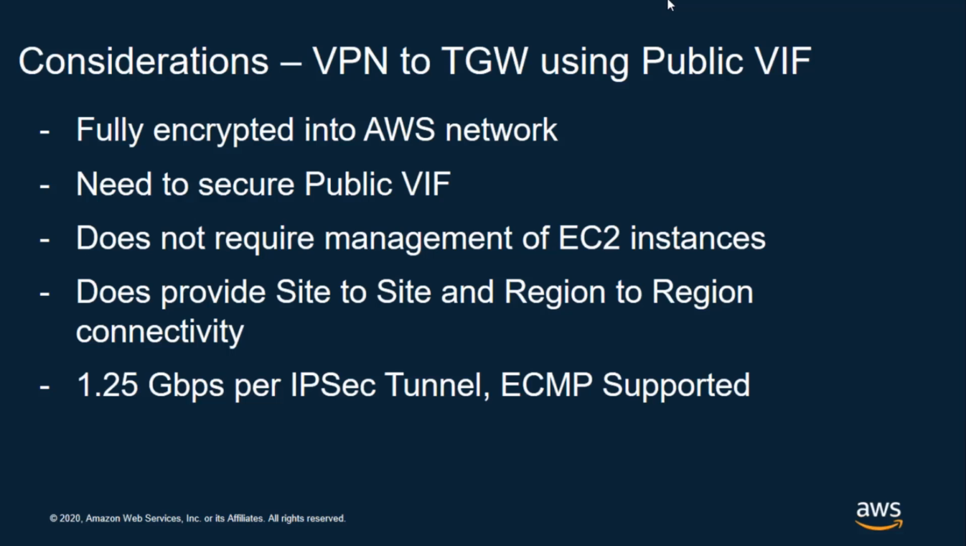This approach does not require management of EC2 instances since all the VPNs are being terminated on the transit gateway, and it does provide site-to-site and region-to-region connectivity. So in this case, we can allow all the different sites and regions to communicate with each other. The IPSec tunnels have a limit of 1.25 gigabits per second per IPSec tunnel, but we have the capability of deploying equal cost multipathing, and in that way, we can increase the performance of the VPNs.